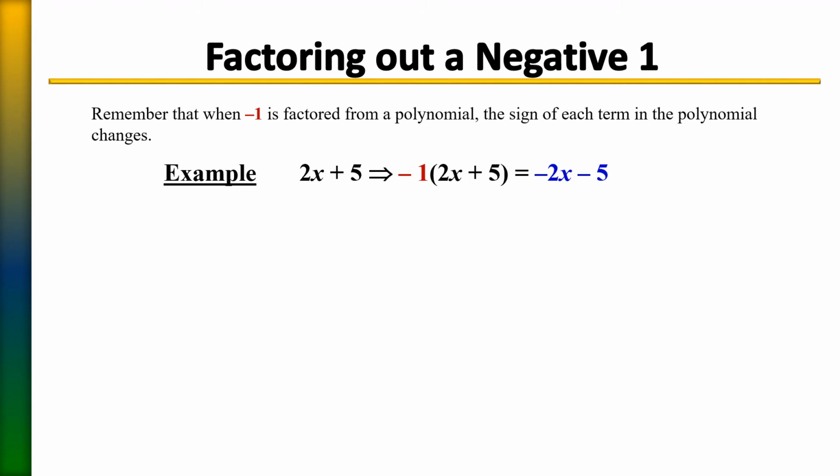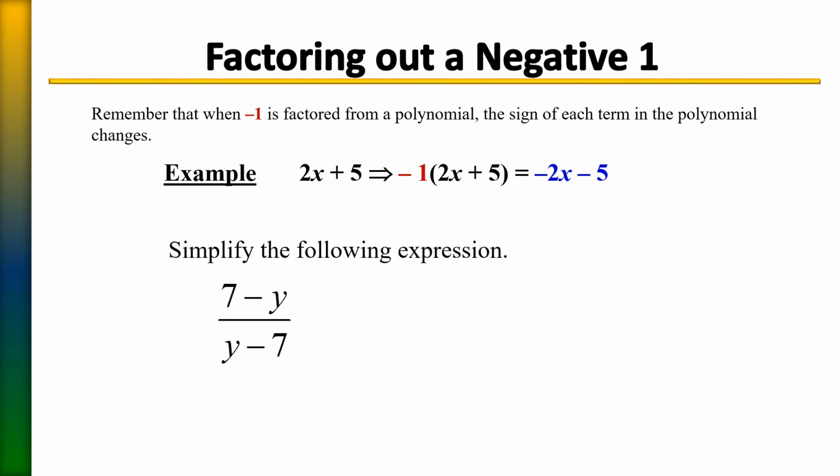So let's solve the expression given. Here we're given an expression where the top and the bottom are complete opposites of each other. Although they look the same, they are not. On the top, 7 is positive. On the bottom, 7 is negative. On the top, y is negative. On the bottom, y is positive. So they are complete opposites of each other.